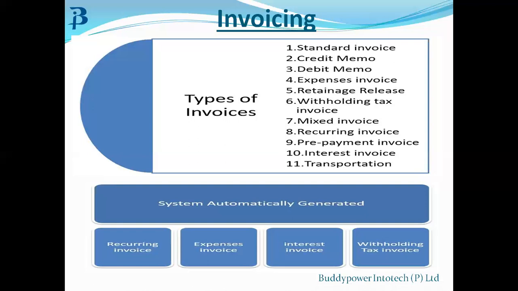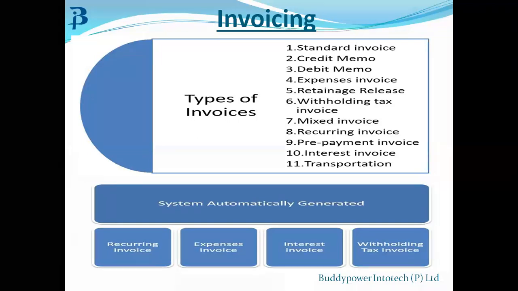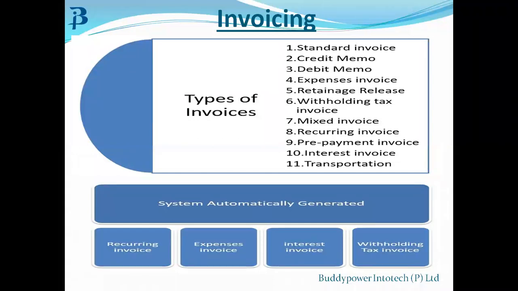Okay, so what happens is, if there is an interest, which is a penalty that is applicable, the system will create one invoice for only the interest portion amount, apart from the standard invoice. All right, so this interest invoice is only the penalty.